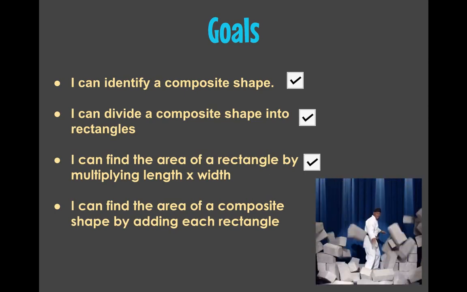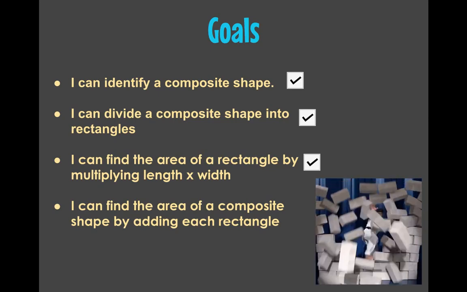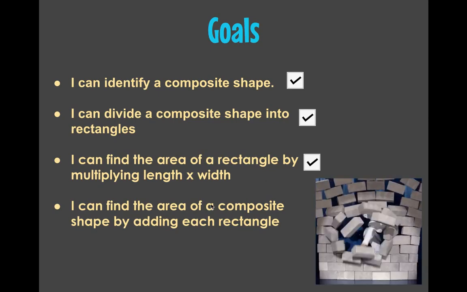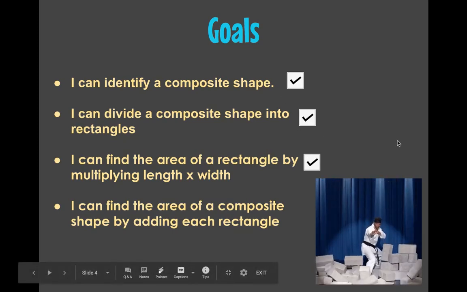And the last thing is new, and we'll have it by the end of the day: I can find the area of a composite shape by adding each rectangle. This part is new. You already know how to do the other ones. So let's get going here.